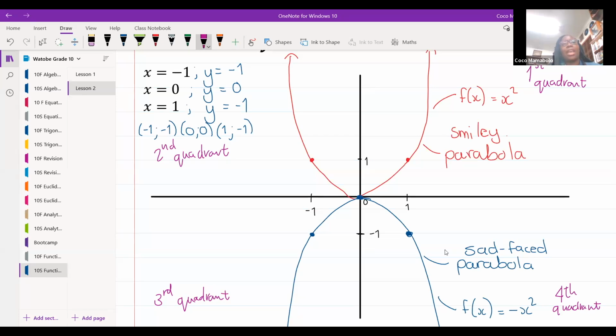And what Jasmine was saying is that if it's a smiley face parabola, it will be in quadrants 1 and 2 because it's smiley face and it's at the top. If it's a frowny face parabola, it will be in quadrants 3 and 4. Askewele, I hope that answered your question.